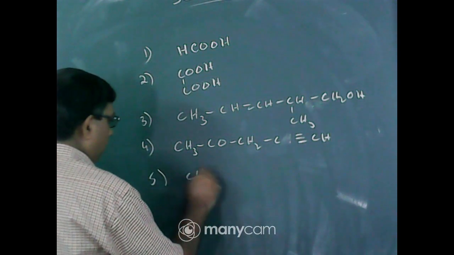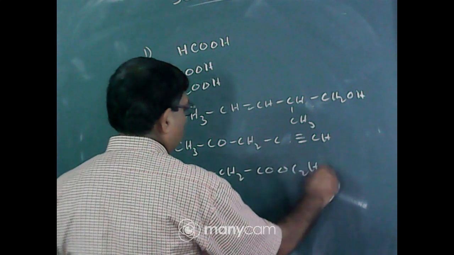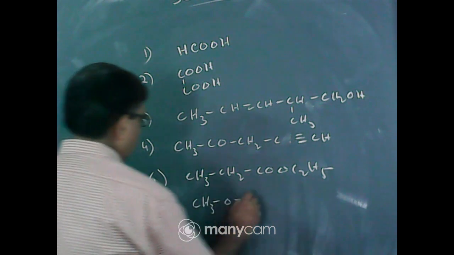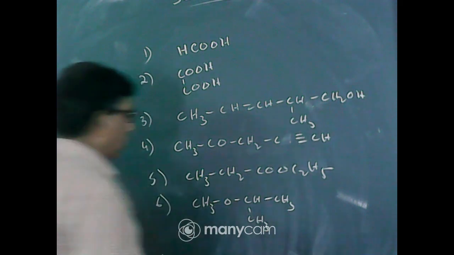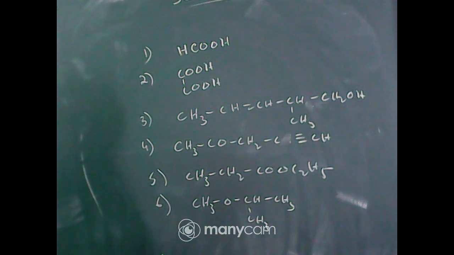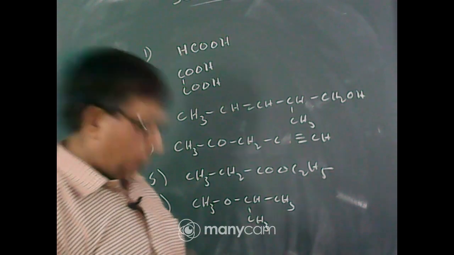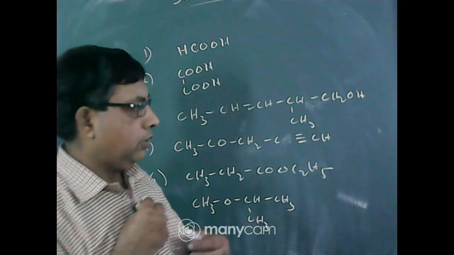Number 5, CH3 CH2 COO C2H5. And number 6, CH3O CH CH3 CH3. So you try to write the IUPAC name of the following compounds. I will check in the next class.